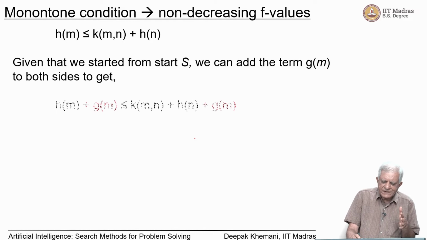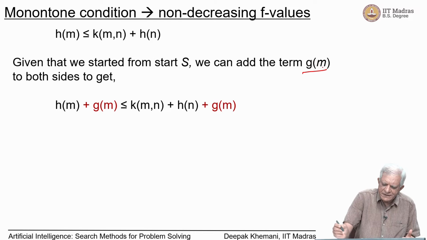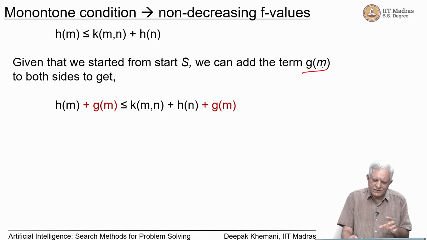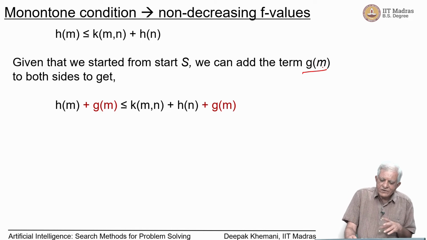So, given that we started from S, we can add the term g of m. Remember, the g value depends on the start node, the h value depends on the goal node essentially. Given that we are talking about this algorithm A star, we know what was the start node. So, we know what the g values are, and we can add a constant amount g of m to both the sides here.